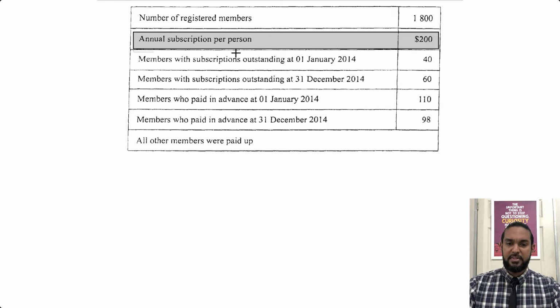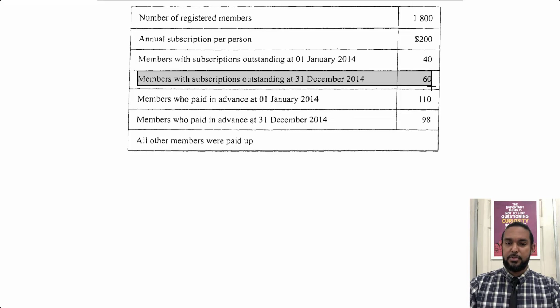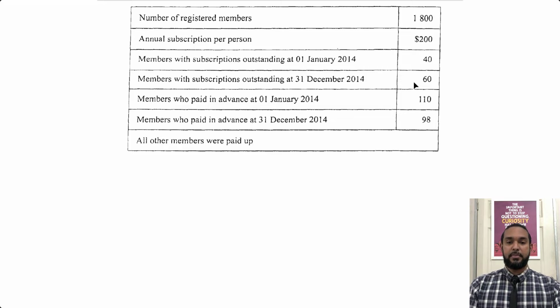So what else do we have in this table? Members with subscriptions outstanding at 1st January 2014, 14 members. Subscriptions outstanding is like revenue outstanding or accrued revenue, which is a current asset. So if we had to do a subscriptions account, which we probably will, that'll go on the debit side at start. Next, members with subscriptions outstanding at 31st December 2014, 60 members. That's basically accrued revenue at end. That's going to be brought down on the debit side, but of course will first be carried down from the credit side. We'll see all of that when we get to the subscriptions account.